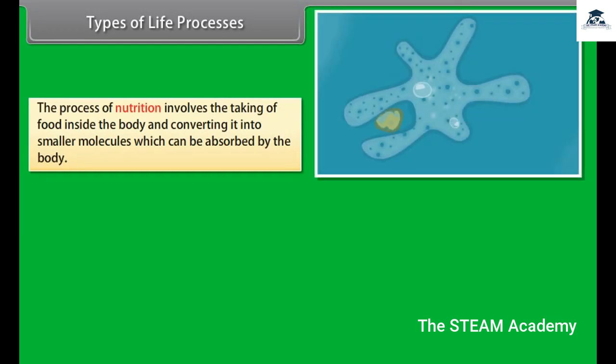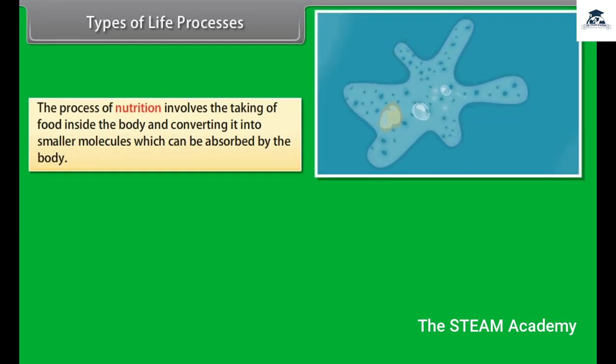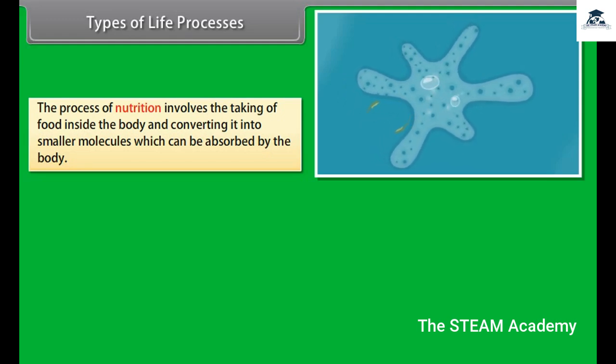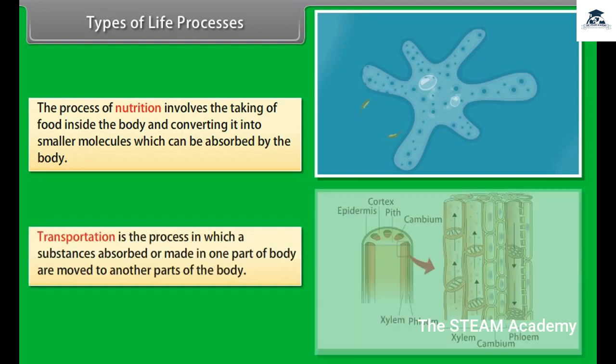The process of nutrition involves the taking of food inside the body and converting it into smaller molecules which can be absorbed by the body. Transportation is the process in which a substance absorbed or made in one part of the body is moved to another part of the body.